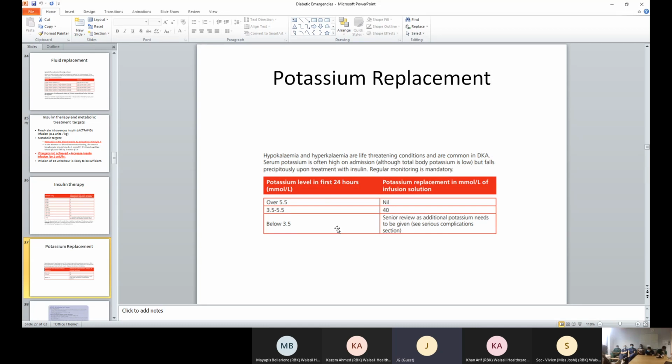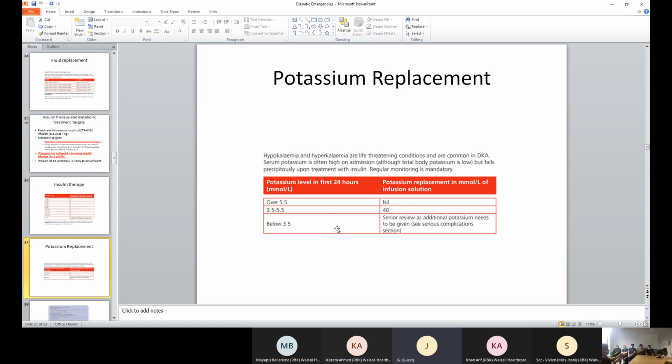That's why, if it's less than 3.5, the alarm bell should ring. That's where you are going to delay the insulin initiation. Then you are going to ask the most senior person to review. I was just asking, has anybody worked in ITU? You need to call the ITU when potassium is low, less than 3.5 in a DKA, and if the ITU says no, please put insulin, then okay.